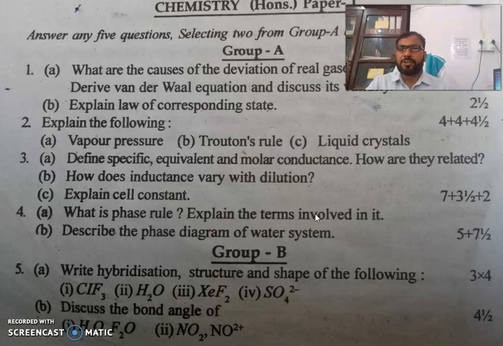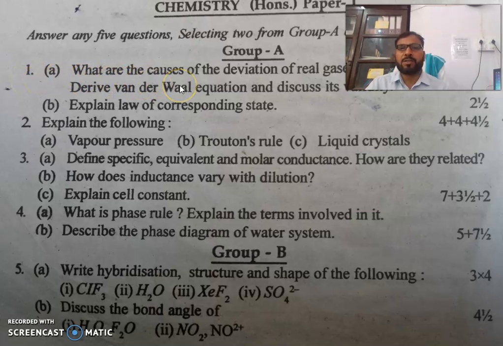In 2016, these are questions, you know, chemistry honors paper 1. You have instruction like that, answer any 5 questions, selecting 2 from group A and 3 from group B. You also know in group A, all questions belong to physical chemistry, and in group B, all questions belong to inorganic chemistry.